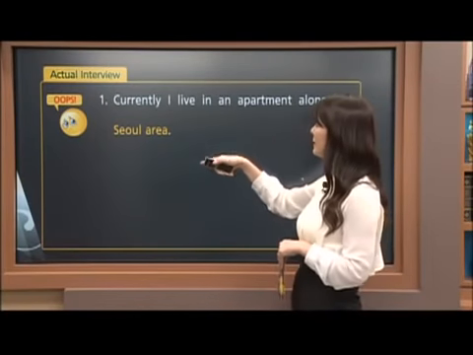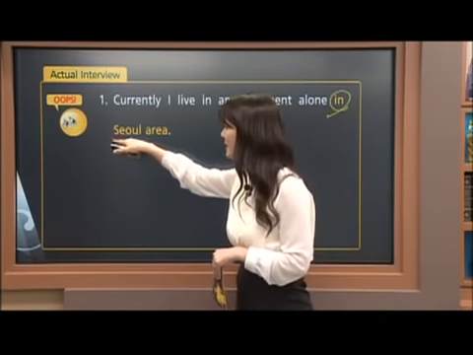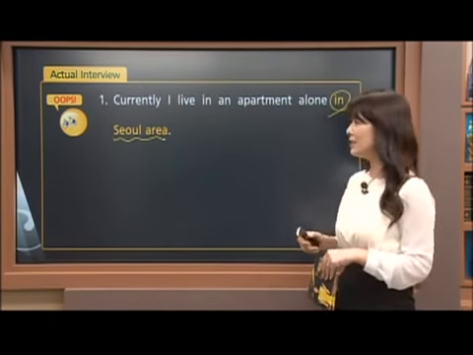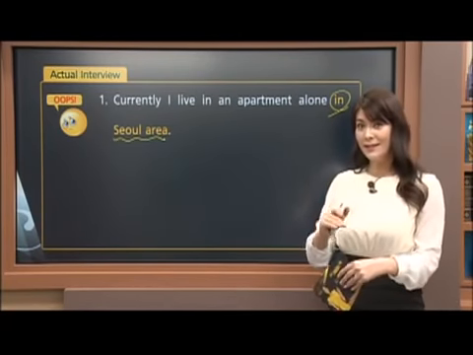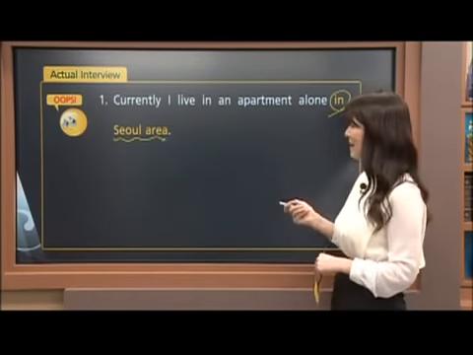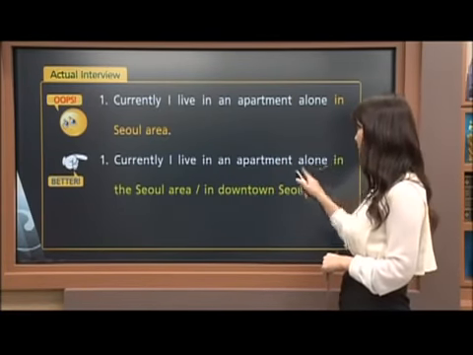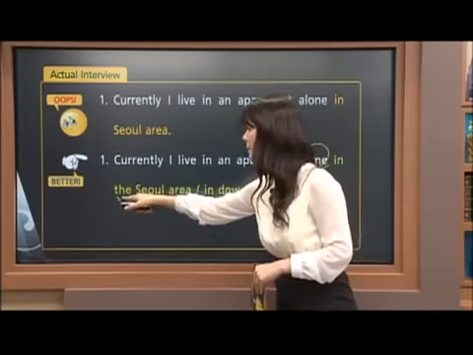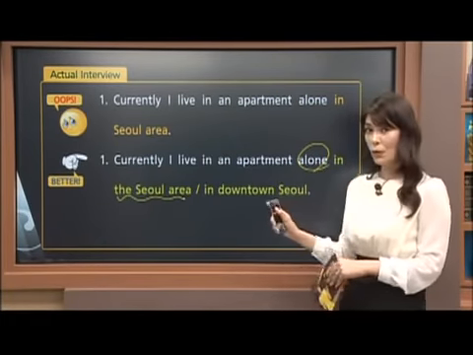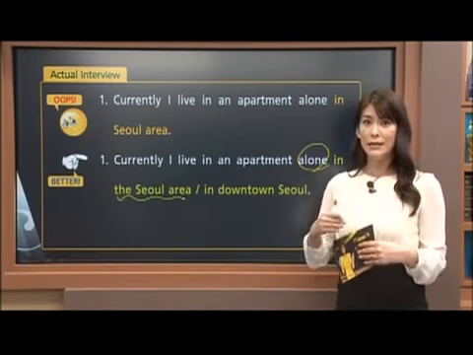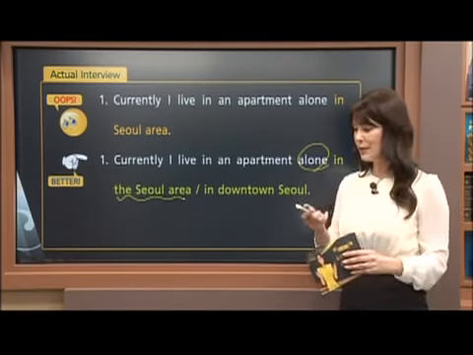First of all, currently I live in an apartment alone in Seoul area. We did take a look at this. So how should we change it? It should either be in Seoul or in the Seoul area, right? So keep that in mind. You can say, currently I live in an apartment alone by myself in the Seoul area, right? In the Seoul area or in downtown Seoul. Or even simply just in Seoul, okay? When you want to say area, always add in the so-and-so area.